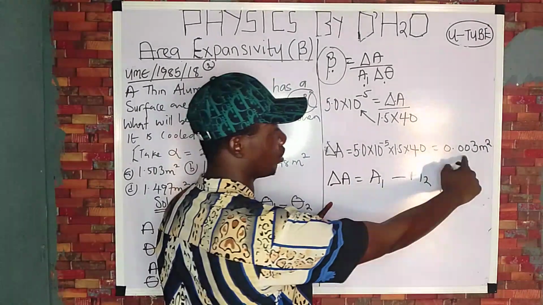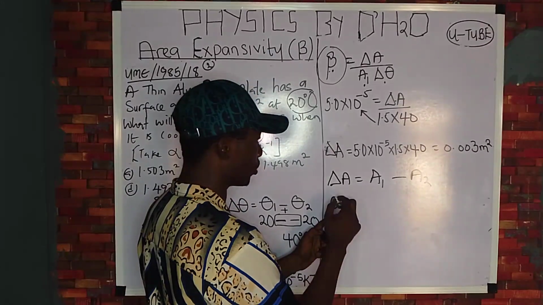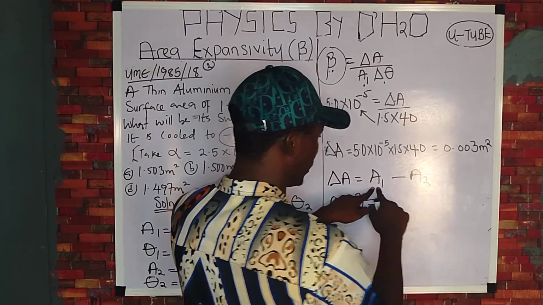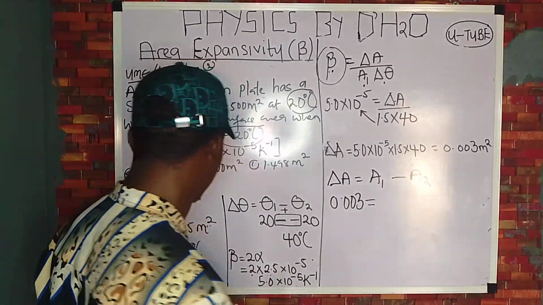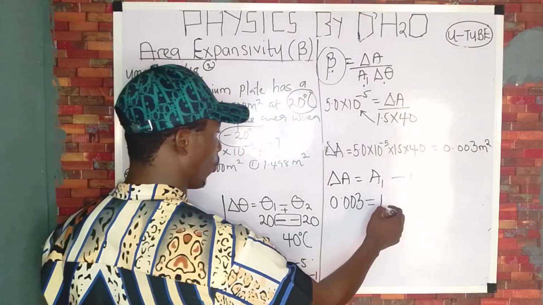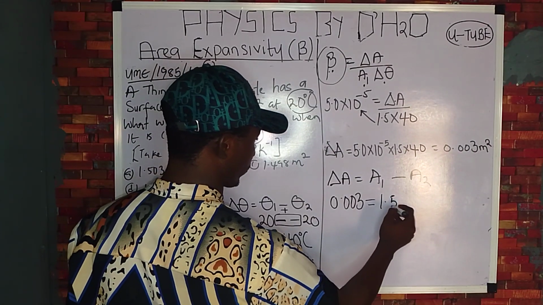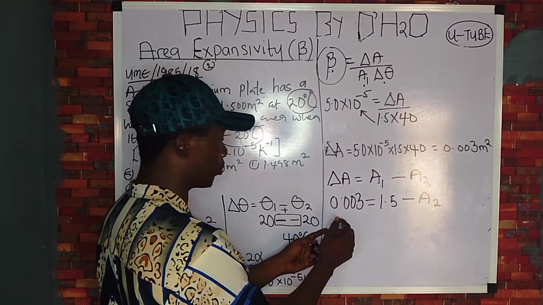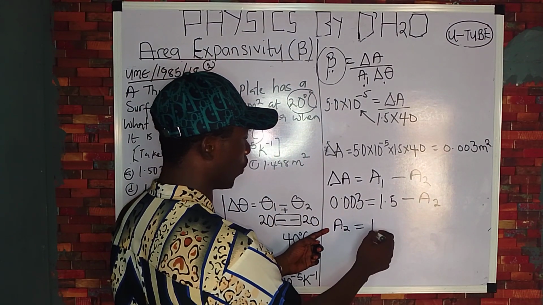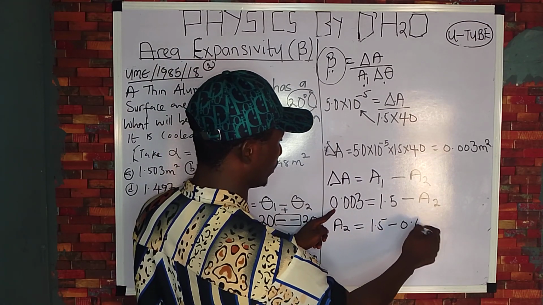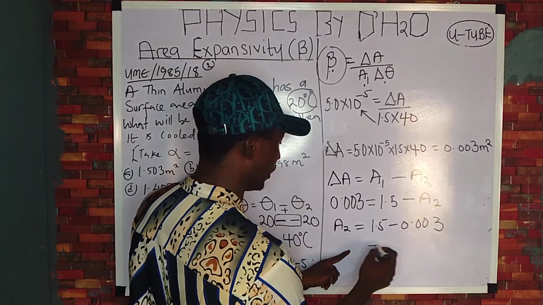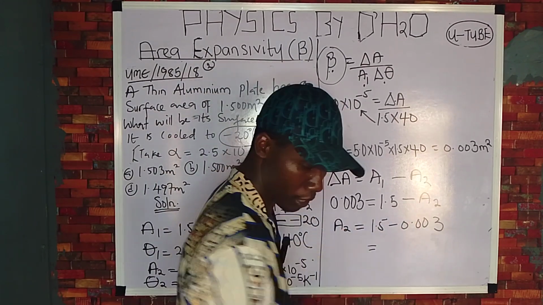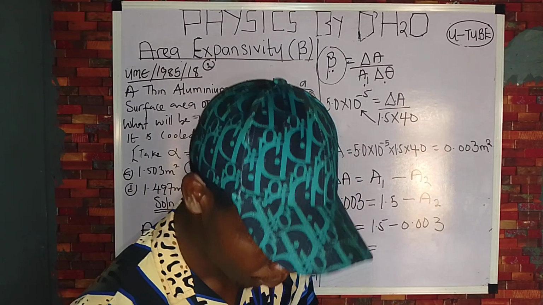What's our change in temperature? Area, we have gotten it. So 0.003 is equal to A1, this is our initial area. Okay, our initial area is 1.5, minus A2. So how do you get A2? Bring your A2 here so that you have A2 equals 1.5 minus 0.003. Okay, let's quickly subtract 0.003 from 1.5 and see what you are going to get.